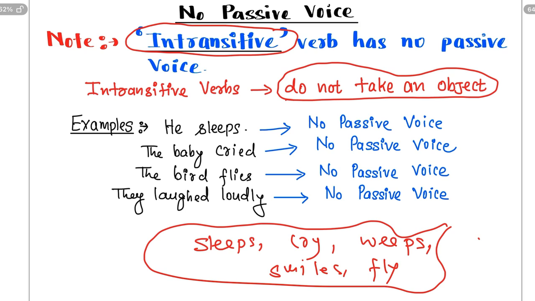For example, here is a sentence, he sleeps. So there is no object here. The verb sleep has no object, so there is no passive voice. The baby cried. Again, cry has no object, so no passive voice. The word flies. Fly has no object, so no passive voice. They laughed loudly. So the word laugh has no object, so no passive voice. So I hope you have understood that intransitive verb has no passive voice.